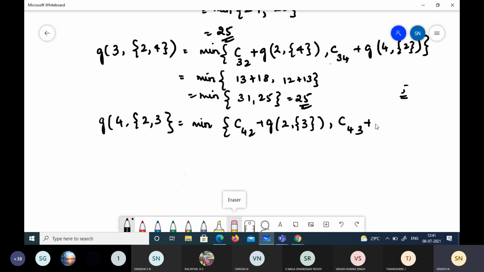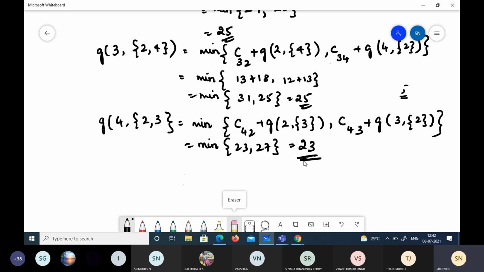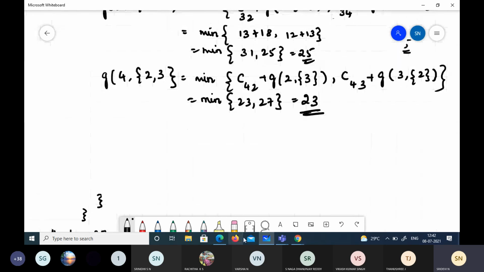C of 4 3 plus G of 3, comma, when you have taken 3 minus J means you will be left out with 2. Then this is nothing but minimum of 23 plus 27, the same way you do, and we have got 23. We have selected 23. So finally we have been visiting all the vertices and checking the shortest path to reach 1.